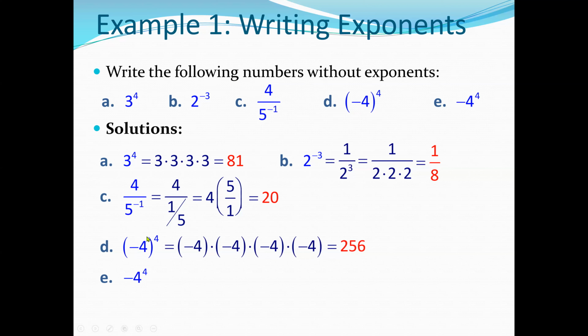Again, in the previous one we have a parenthesis before the exponent 4, so the exponent 4 affects both the negative and the 4. But here, the exponent 4 affects only the 4. So our negative will remain. So our answer will be, again, negative 256.